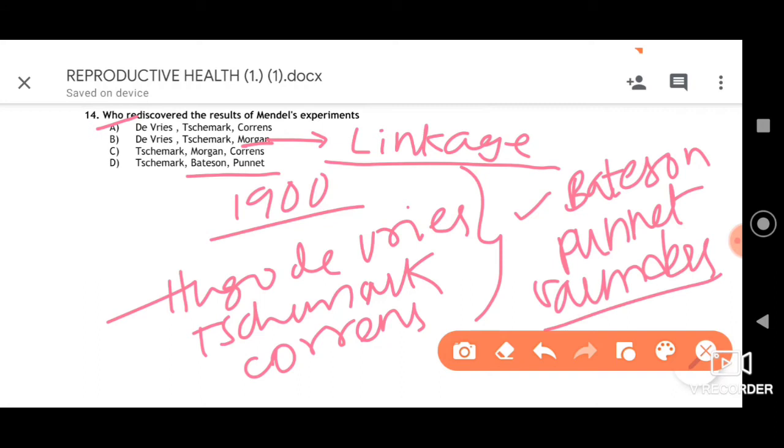These 3 scientists together co-discovered genetic linkage. Later the work on linkage was done by T.H. Morgan, and he was named the father of experimental genetics as well. Morgan worked extensively on Drosophila melanogaster to study linkage, and very clear results were given to understand the concept of linkage. Anyway, my friends, the right option here is that the rediscovery of Mendel's work was done by de Vries, Tschermak and Karl Correns. So go for option A, that is your right answer.